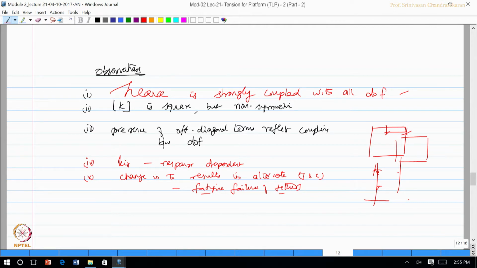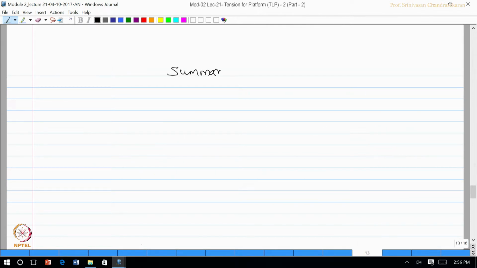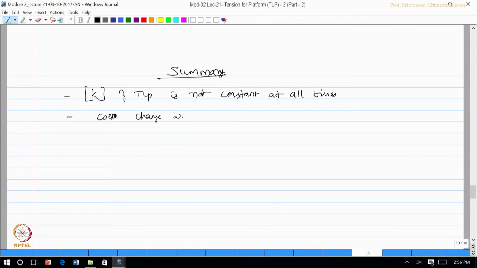So, friends, interestingly, in this lecture we have learnt how to derive the stiffness matrix from first principles. So, one can give a very clear summary. The stiffness matrix of TLP is not constant at all times. Coefficients change with time step, which depends on T0 and xi. Let us see what would be my mass matrix.